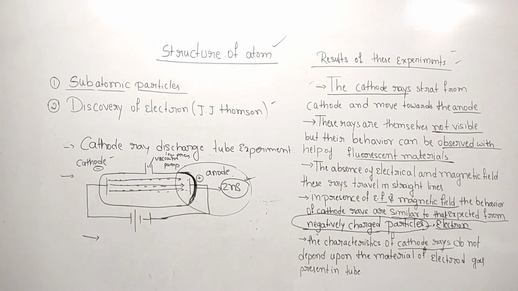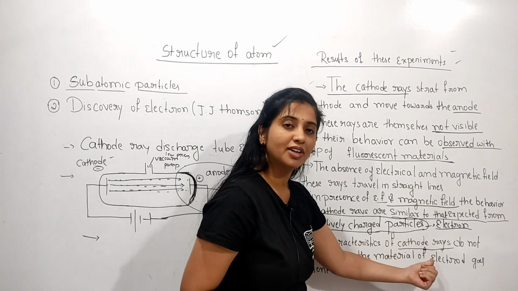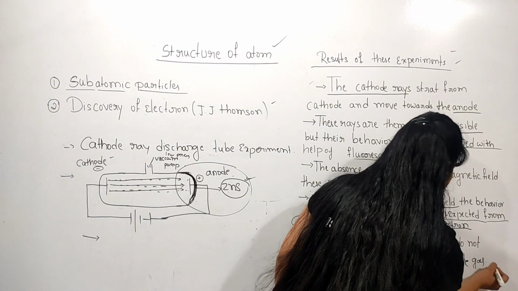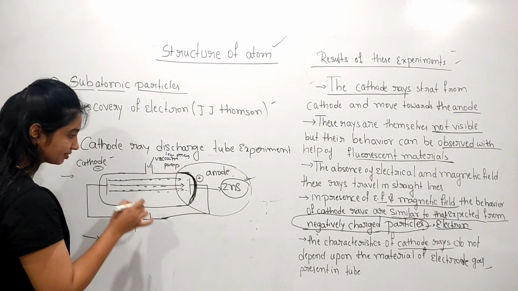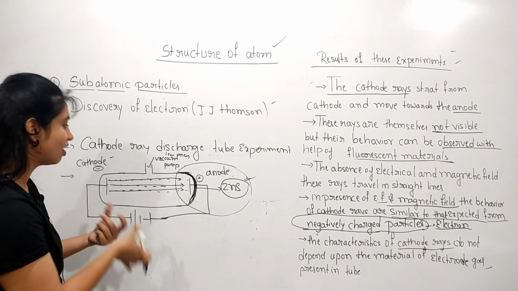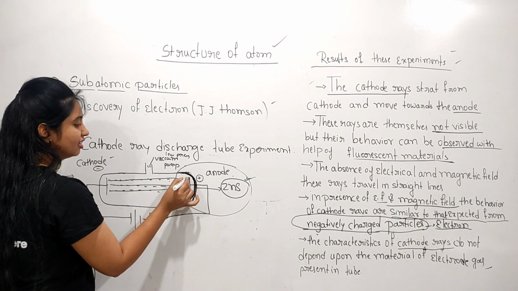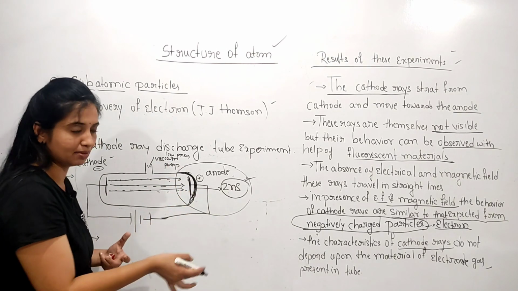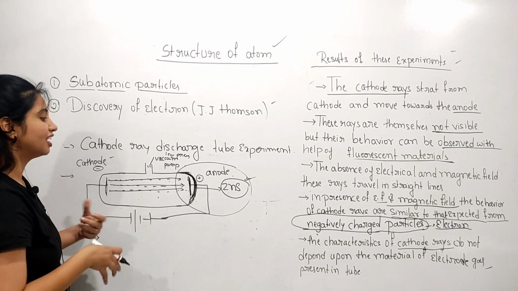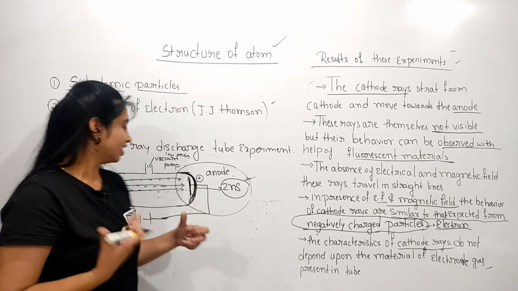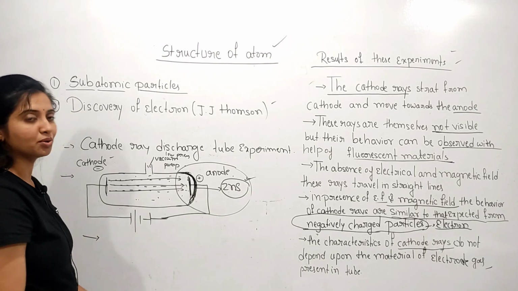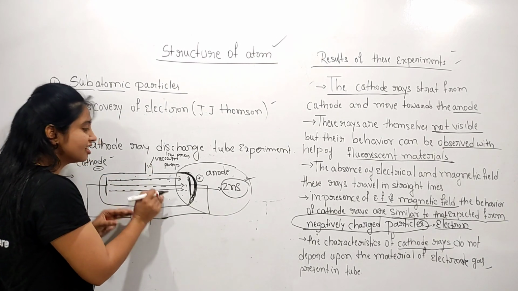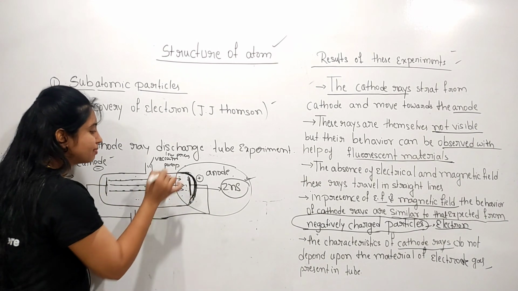The fourth characteristic of cathode rays is that the cathode rays, which are nothing but electrons, do not depend upon the material of the electrodes and the gas present in the tube. See here, these rays, the electrons, do not depend upon the material of these electrodes, and they have the same properties whatever the material may be. Whether the gas present in this glass tube is hydrogen or any other gas we take, these cathode rays show similar properties and characteristics. That's why cathode rays, or electrons, do not depend upon the material of the electrodes and the gas present in the glass tube.